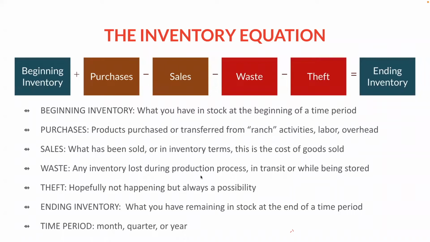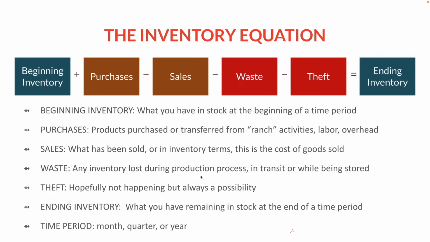So let's say today you do your first count. It could be 0 because you haven't put anything into it, or it could be something that you've kept from last month. Purchases are what you purchase or you transfer, in our case, from your ranch activities. It could also be labor and overhead. Sales is what you end up selling or transferring out from your inventory. Then you subtract out waste, or it's also called spoilage, and theft, which is also referred to as shrinkage. Sometimes you hear these interchangeably. And then that ends up with ending inventory.